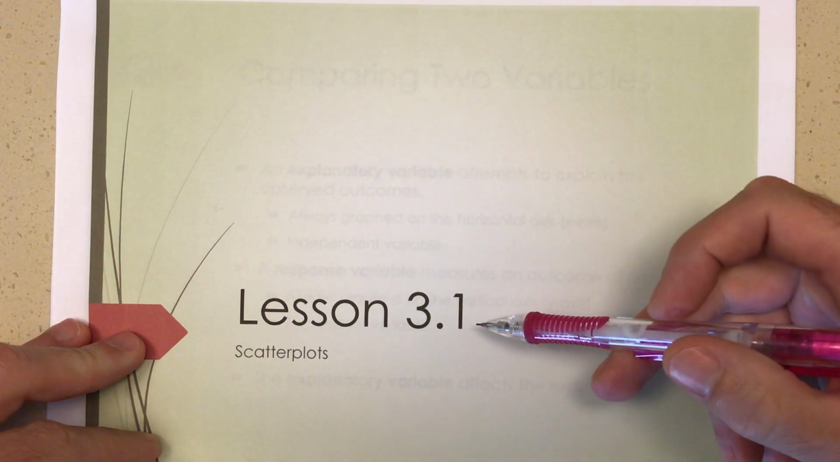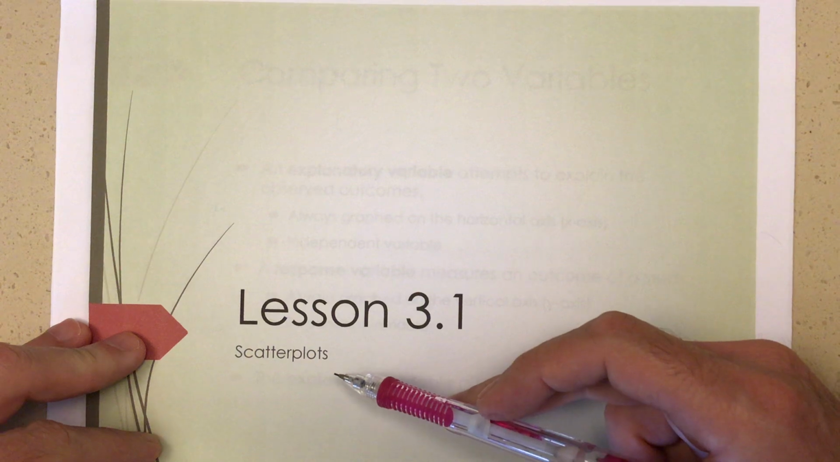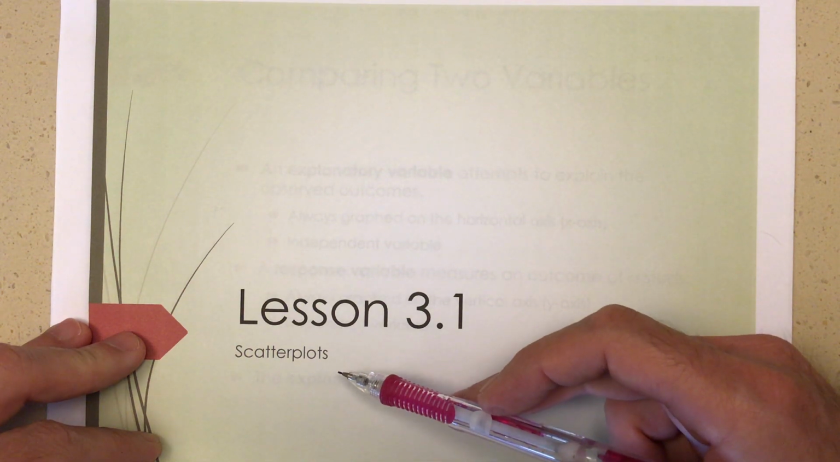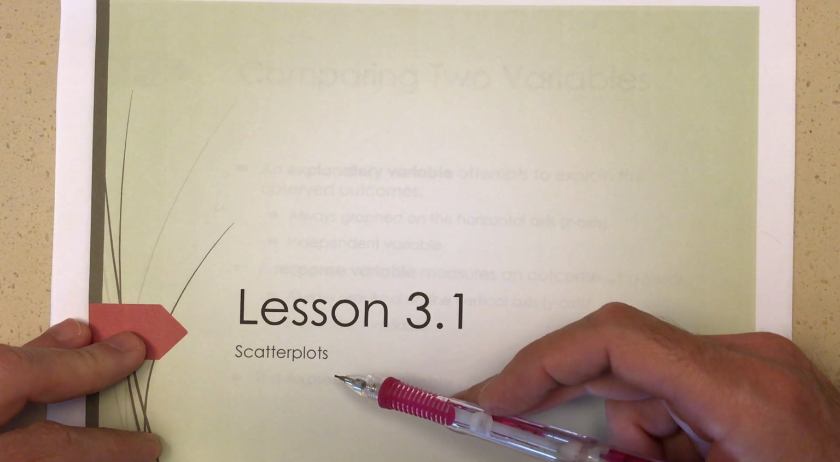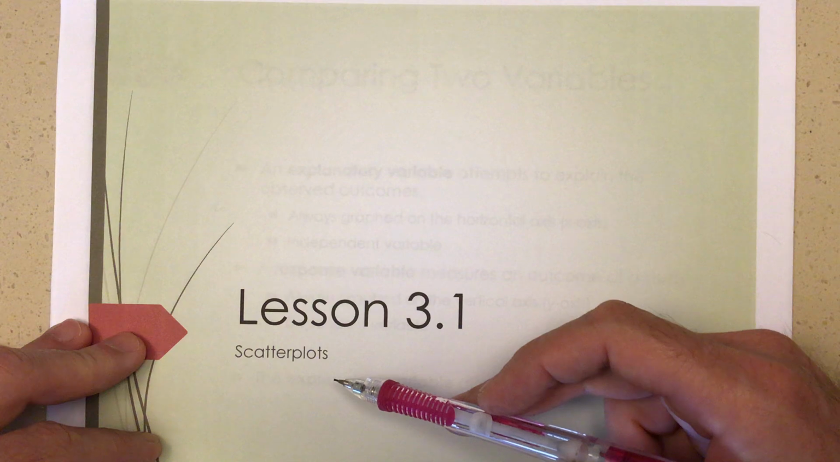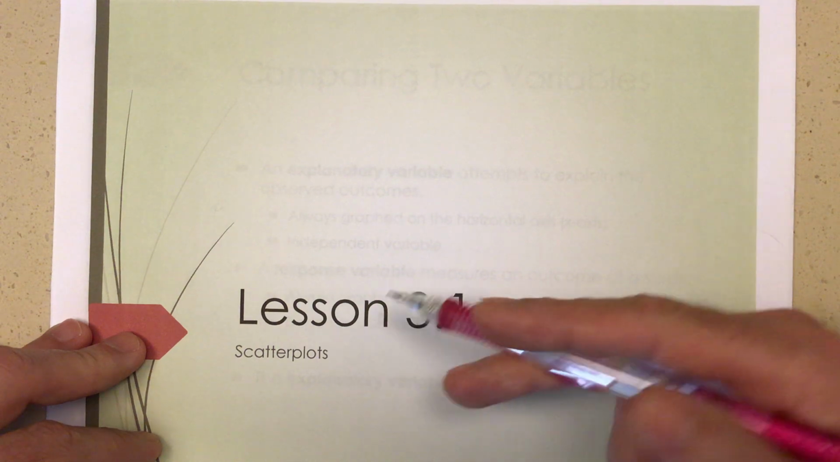Today we're going to cover lesson 3.1 and the topic is scatterplots. This is something I'm assuming you're all pretty familiar with, plotting XY points. You've been doing that hopefully for quite a few years, so I'm not going to spend time going over how to plot an ordered pair point. I'm going to spend more time talking about how to label your axes, how to determine what variable goes on which axis, and most importantly, how do I read the scatter plot once it has been created.